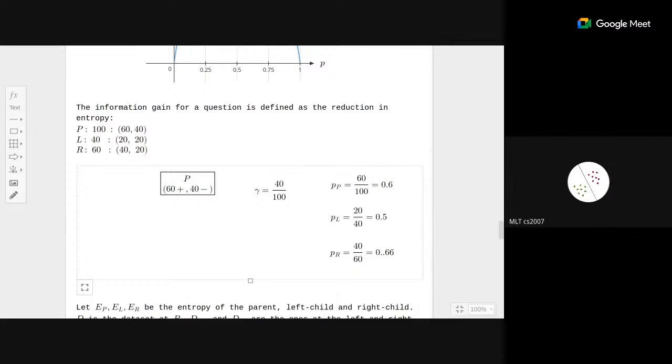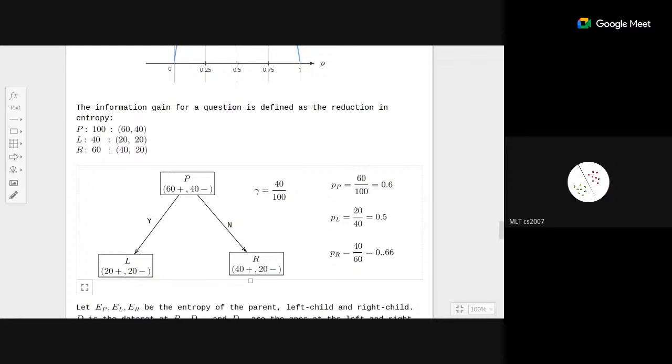The moment a question comes, you start talking about a split, right? So you split it into a left node and a right node. This will partition your data set into two parts. Some will go here, some will go there. Now what have you done? You end up with two nodes which have different impurities.